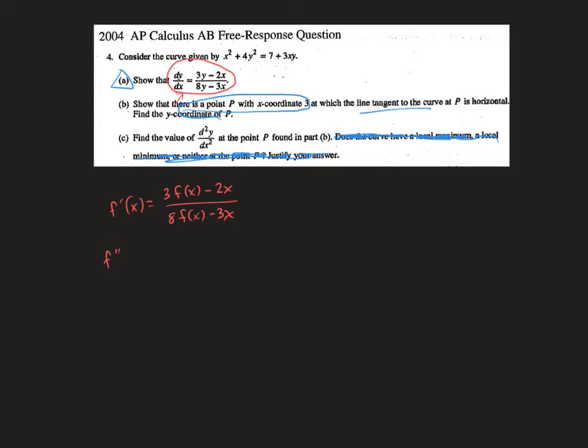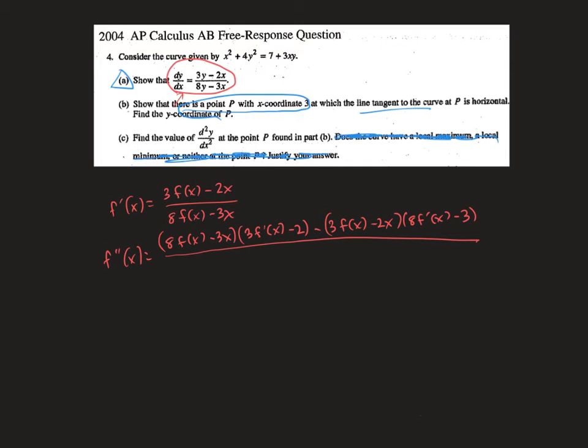So, the second derivative is low d high, that's the constant multiple rule and the power rule, minus high d low, constant multiple rule, the power rule, all over low squared.